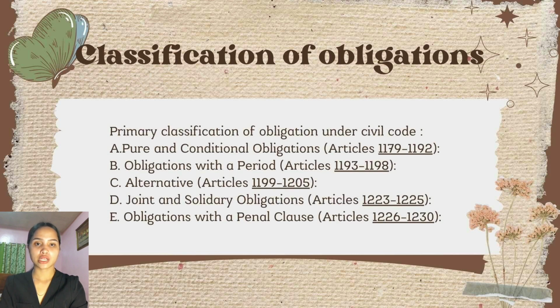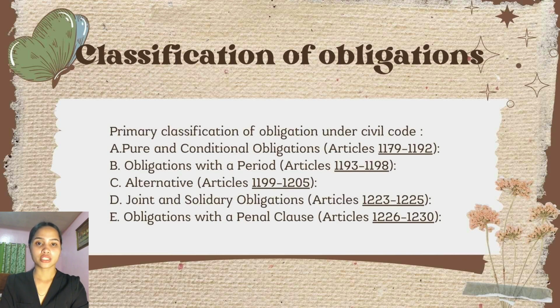Obligations with a period, Articles 1193 to 1198. Obligations with a period involve a specified term or period within which the obligation must be fulfilled. Alternative obligations, Articles 1199 to 1205. Alternative obligations offer multiple ways or options for fulfilling the obligation. The debtor can choose which of the alternatives to perform.